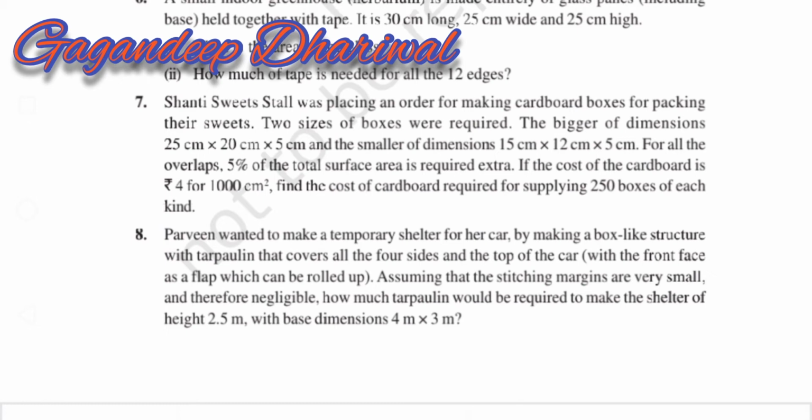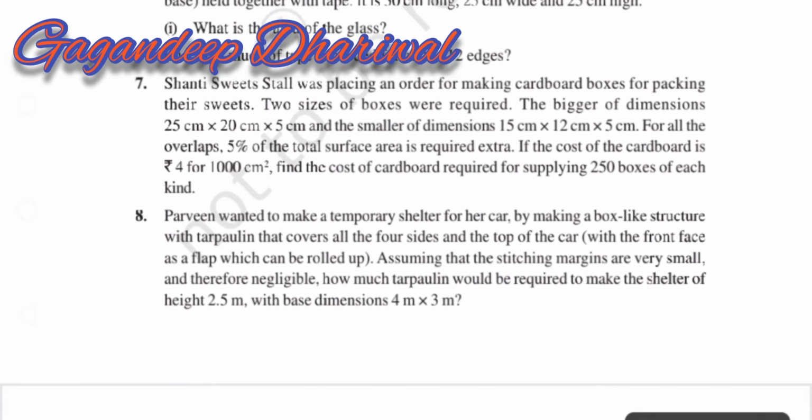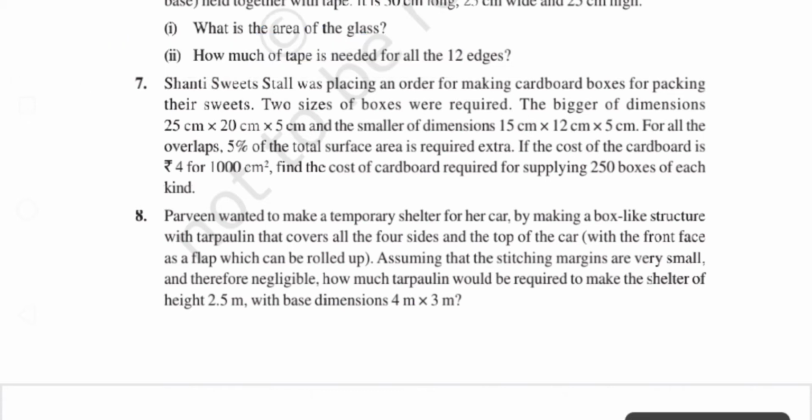So for calculating the total surface area of the shelter, we have to use the formula length times breadth plus twice breadth times height plus height times length. All the values are given in the question. We just put the values and let us solve the question.